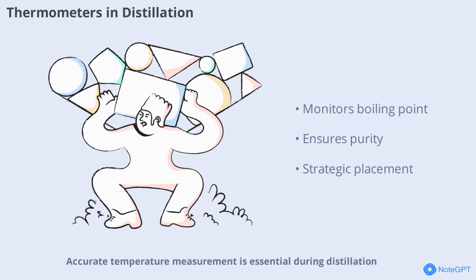Accurate temperature measurement is essential during distillation. Thermometers are placed at strategic points in the apparatus to monitor the boiling point of the vapor. This helps chemists determine when a particular component is being collected and ensures the purity of the final product.